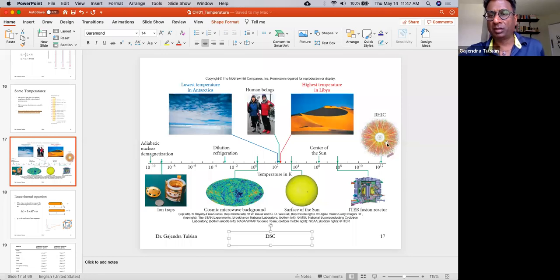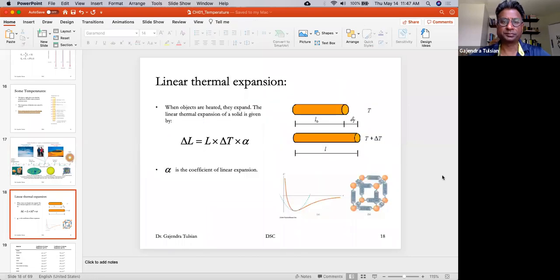The hottest we've achieved is in relativistic heavy ion collisions, where they collide. We've achieved temperatures of 1,000,000,000 degree Kelvin. And so on. Fusion reactions happen at about 100 million degree Kelvin. So this shows you various phenomena that we have studied at various temperatures.